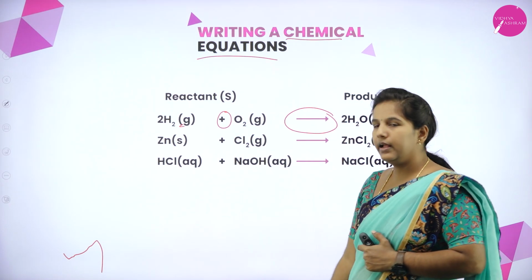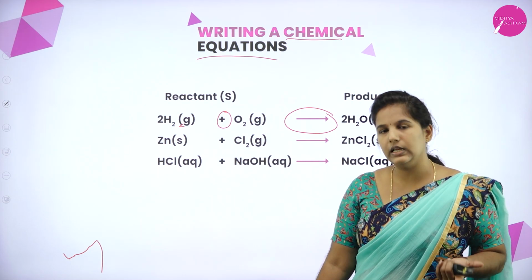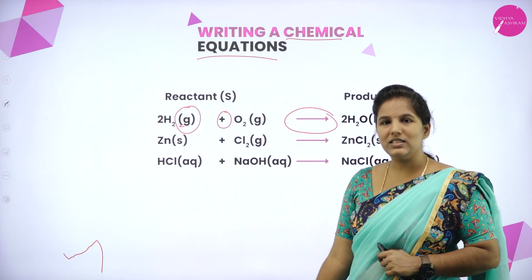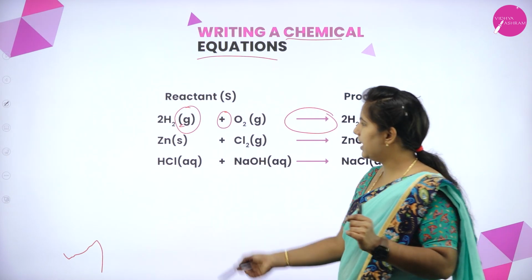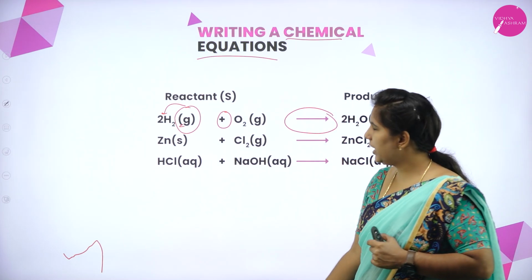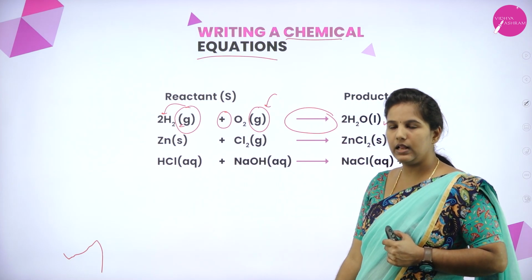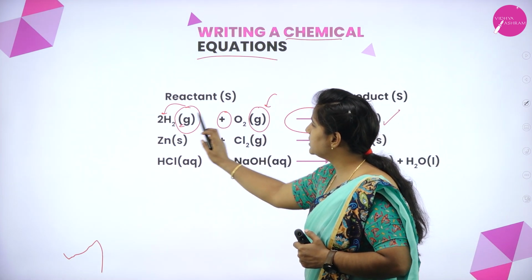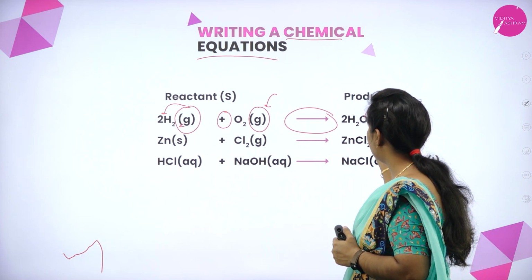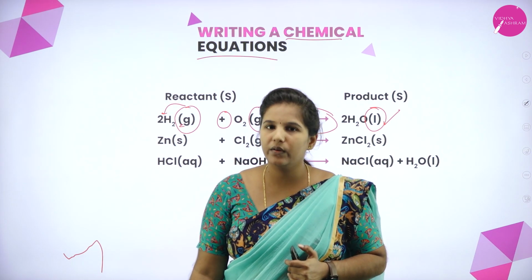Okay, and if you know in which physical state the reactants are present, you can mention it. Here I have used the letter G. So that represents that the hydrogen is present in the gaseous state. Whereas the oxygen also is present in the gaseous state. But these two gases, hydrogen and oxygen, once they combine, form liquid water. It forms what? Liquid water.